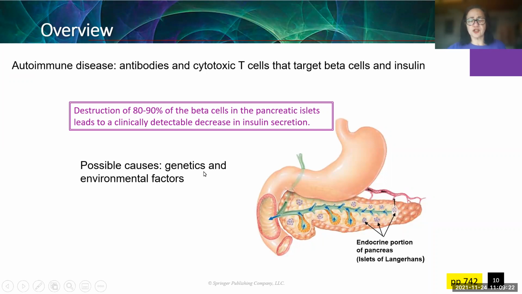There seem to be some genetic predispositions toward it, and there are some environmental factors that contribute to the development of type 1 diabetes. Environmental factors largely have to do with diet. Significant consumption of a high carbohydrate diet is the environmental factor that's most important here.